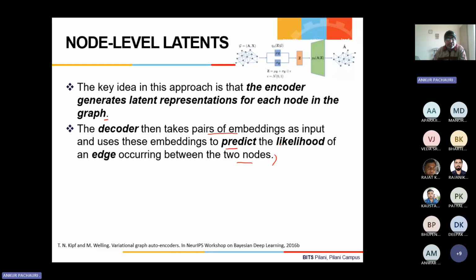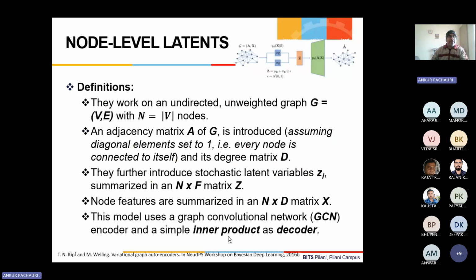So it predicts the likelihood of an edge occurring between those two nodes. Okay, so it is likelihood estimation. We are trying to generate whether there should be an edge or not. Again, the probability, that's again a probabilistic function.